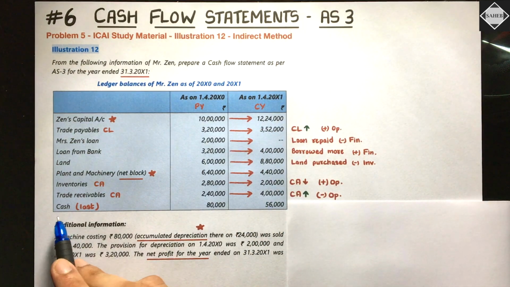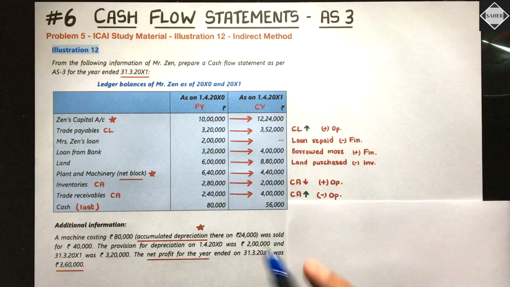Last we have cash, which is the last two items, opening balance and closing balance. We take that in the cash flow statement at last, right? Yes, that's what it is.